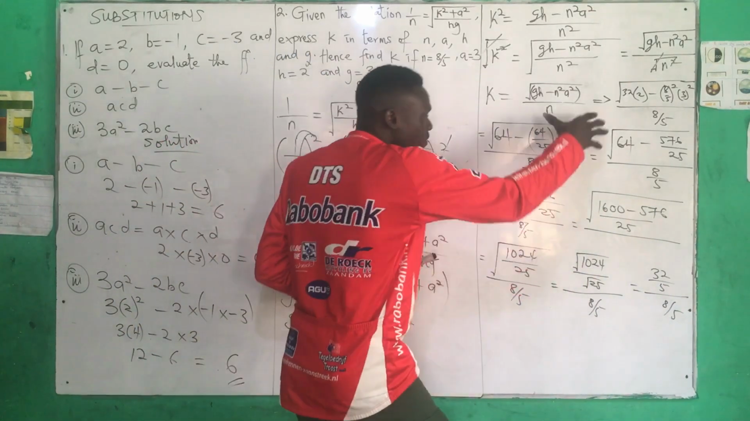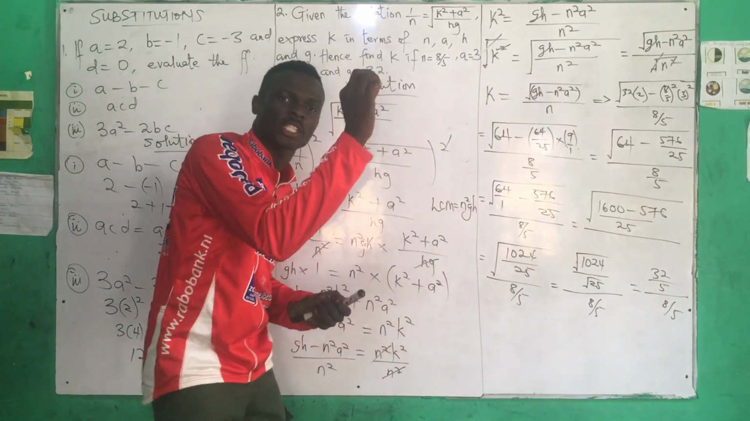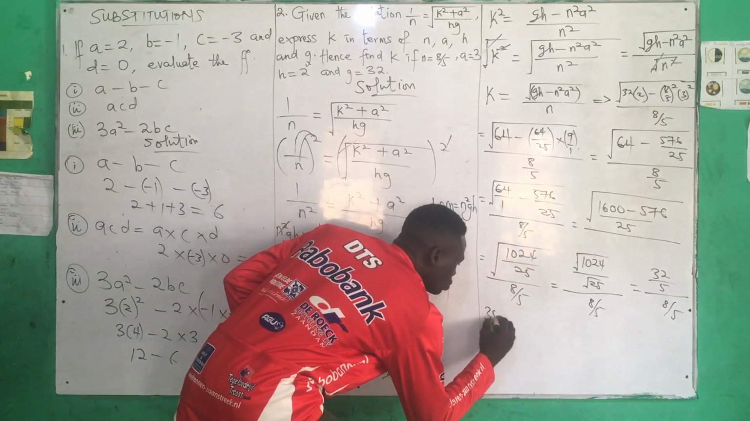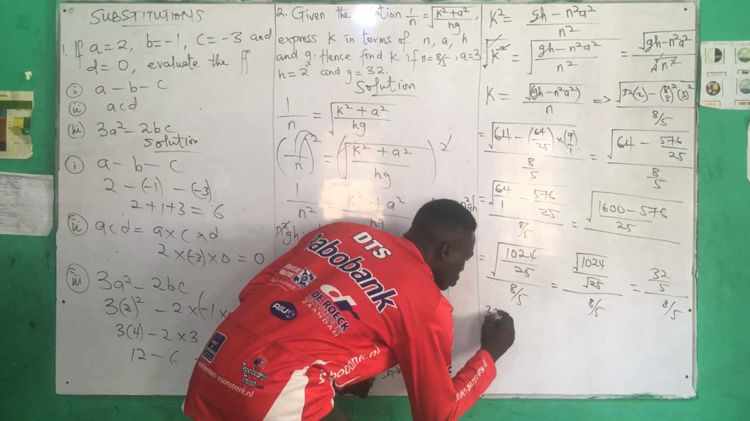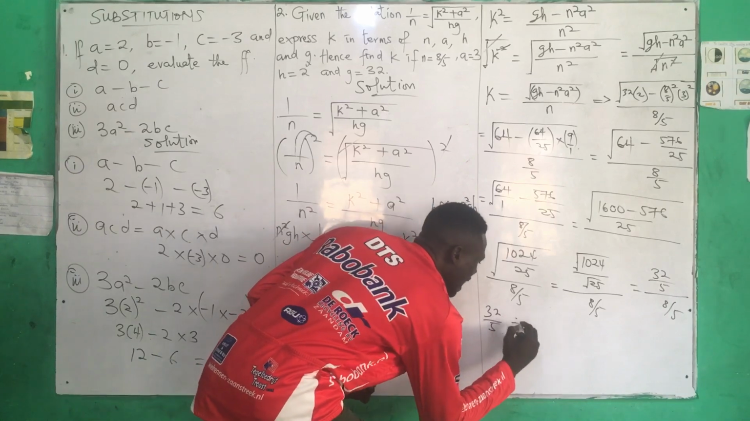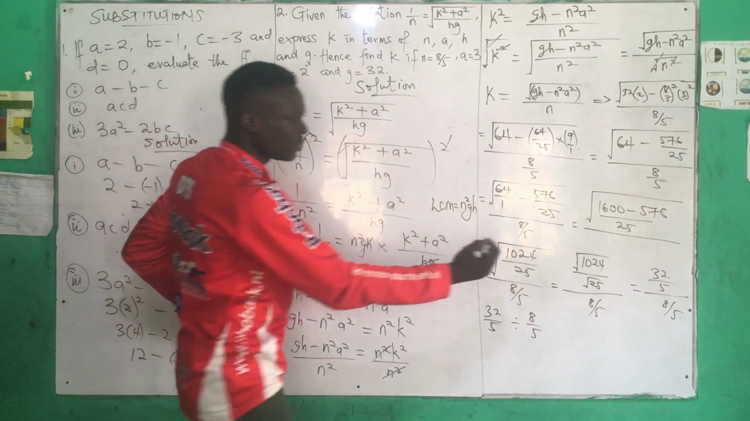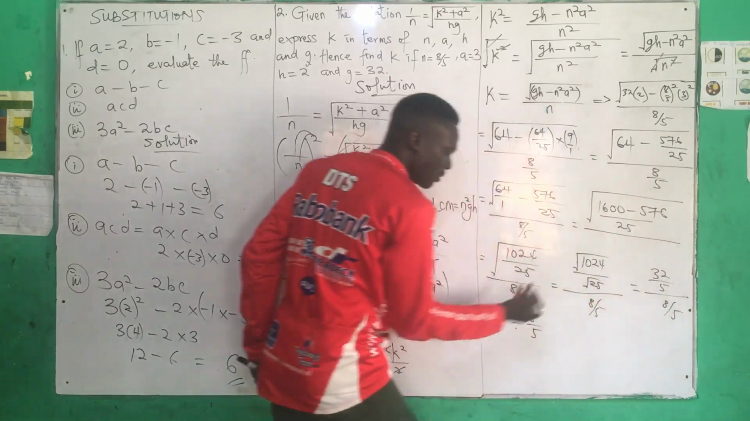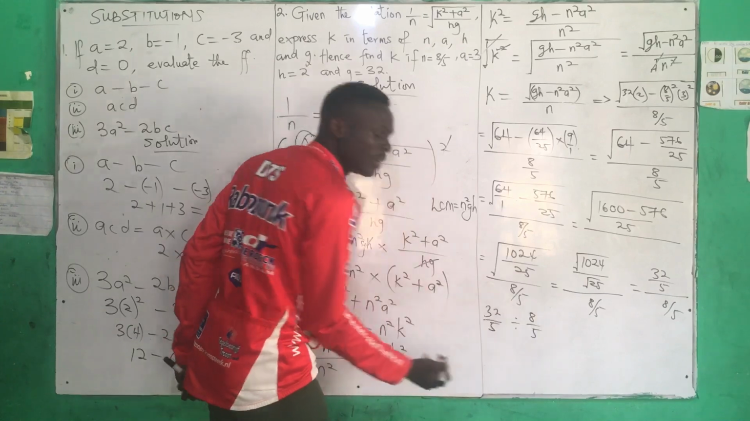So now, you have been able to solve to the extent that you have simplified it, having a fraction divided by a fraction. And we can write this as 32 over 5 divided by 8 over 5. This expression, 32 over 5, all divided by 8 over 5, we can write it as this. So 32 over 5 divided by 8 over 5.